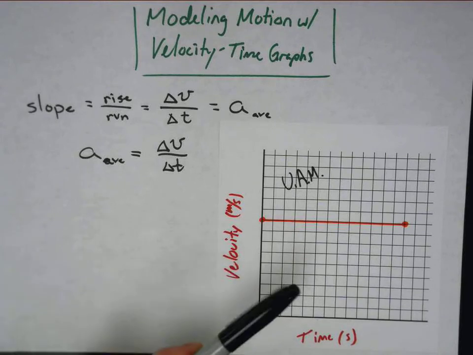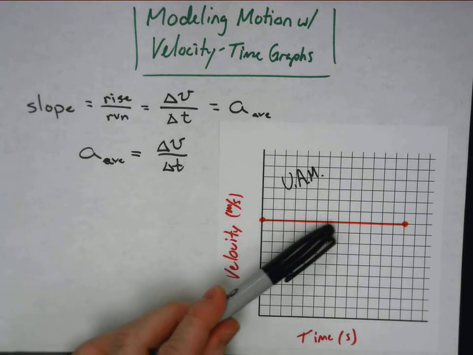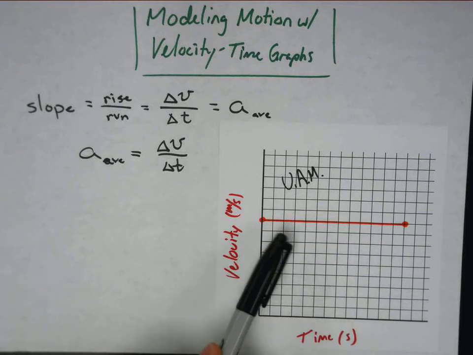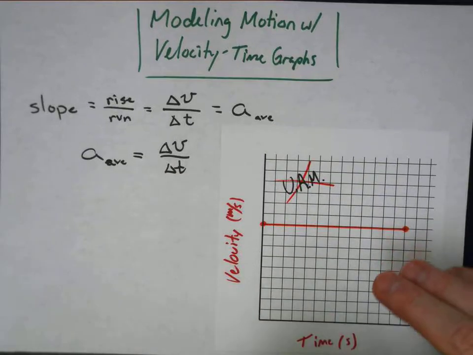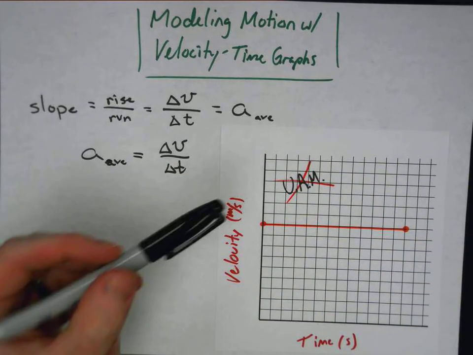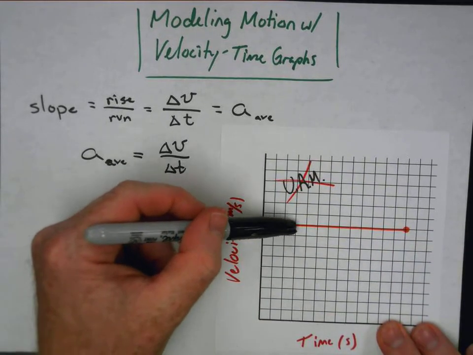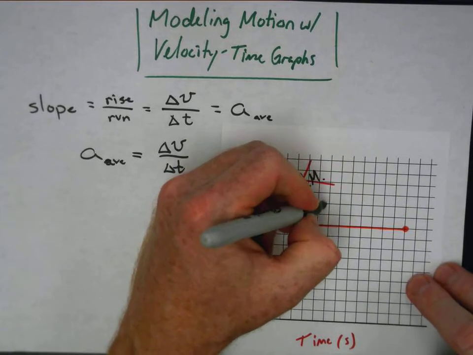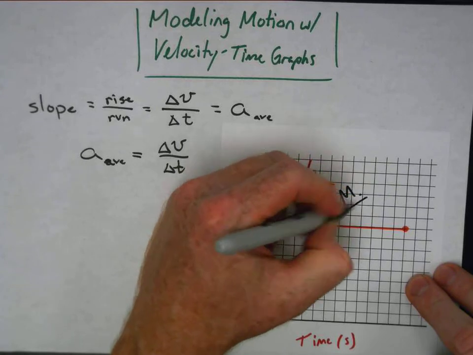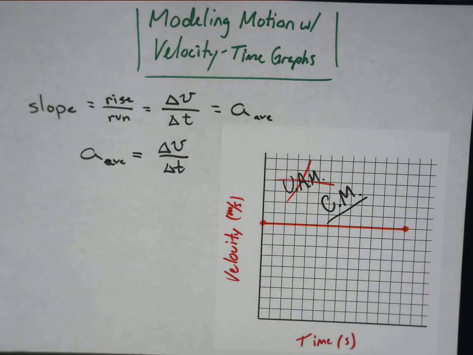I mean, it looks smooth and continuous, but the problem is there's no change. There's no change. Nothing. That's not UAM. Silly. No. The velocity is the same value the whole time. There's no change. This qualifies as constant motion. Definitely constant motion there.